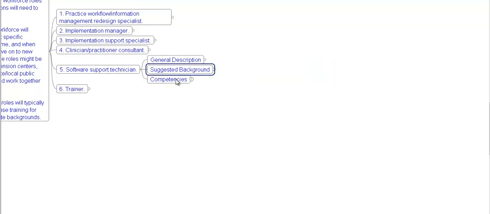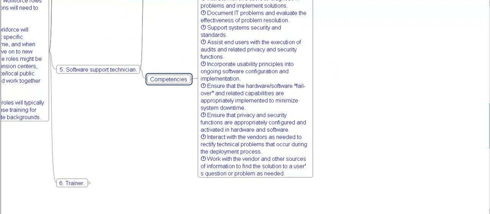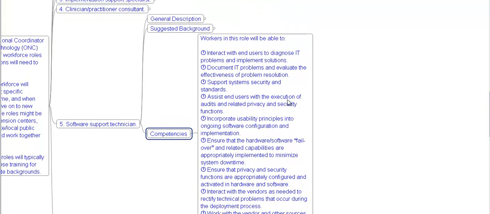And what are the competencies? Workers in this role will be able to interact with the end users to diagnose IT problems and implement solutions, document IT problems and evaluate the effectiveness of the problem resolution, support system security and standards, assist end users with the execution of audits and related privacy and security functions, incorporate usability principles into ongoing software configuration and implementation, ensure that the hardware, software, failover and related capabilities are appropriately implemented to minimize system downtime.